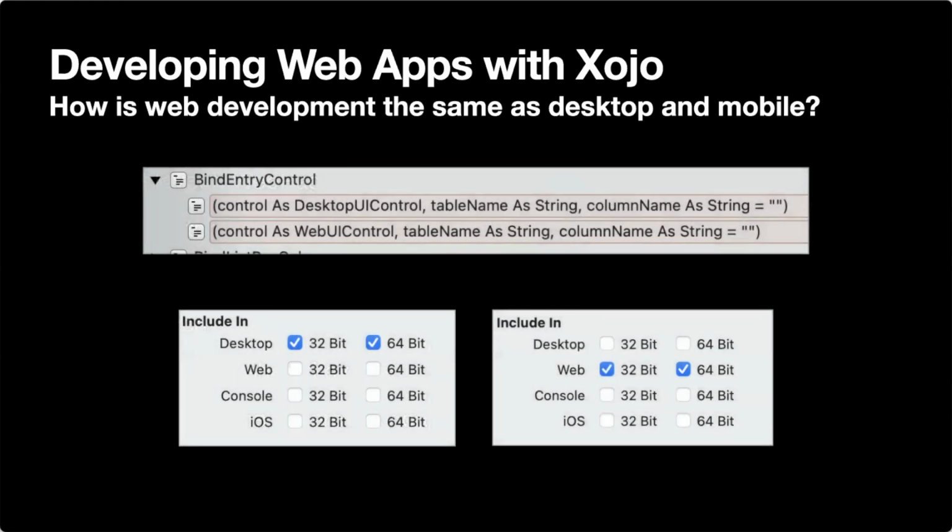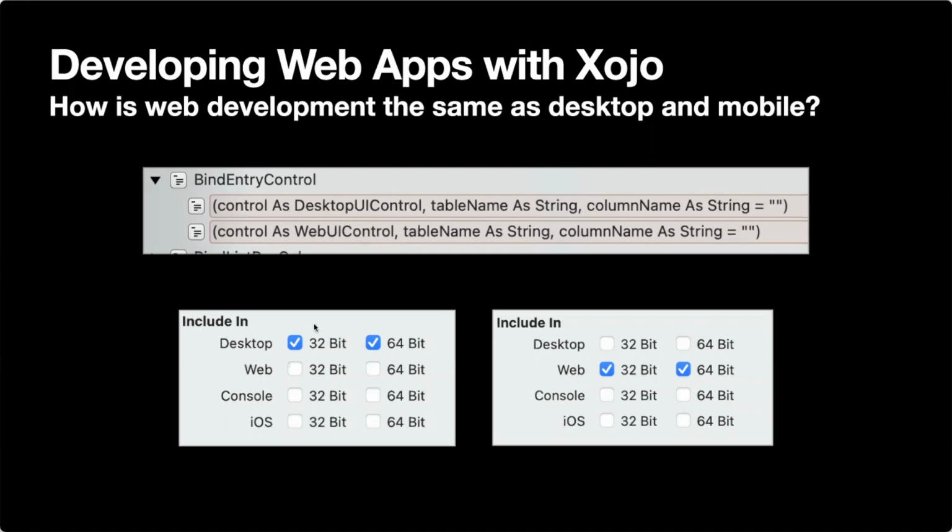So I mentioned that the UI stuff cannot be shared, or I kind of implied it, but that's not completely true. Here's a method that I wrote for an application. It's called bind entry control. And you can see what I've done is I've overloaded the signature. So the first parameter of the first signature takes a desktop UI control. The second one takes a web UI control. So I'm actually writing code for desktop and web in the same class.